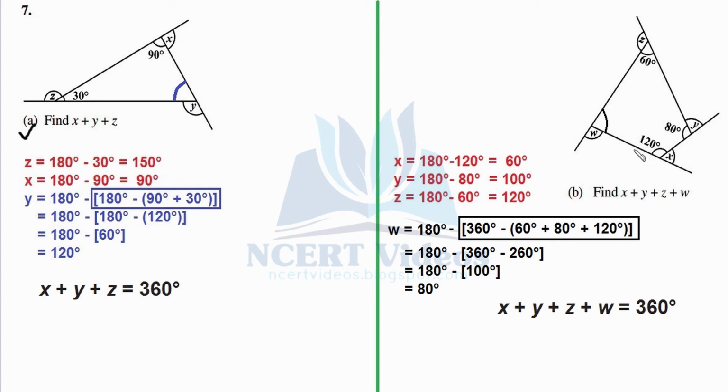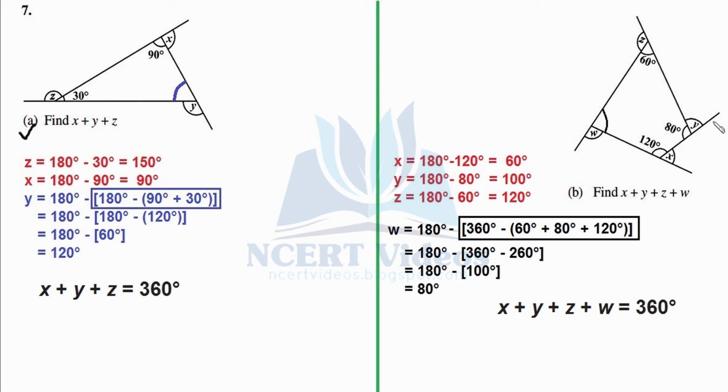Again, angle on a straight line. So if we will subtract 120 from 180, we will get measure of angle x. So we wrote x equals to 180 minus 120 degrees equals to 60 degrees. We have found x. Now let's focus on angle y.